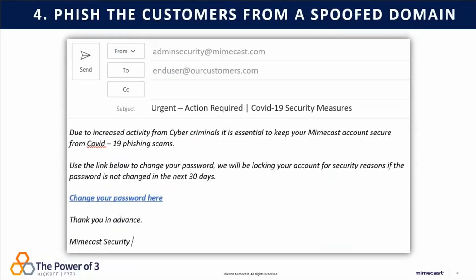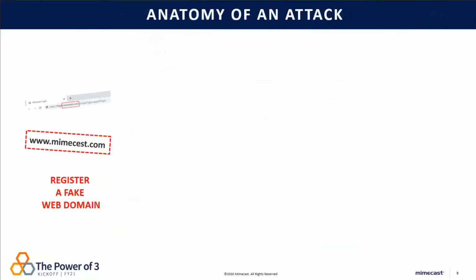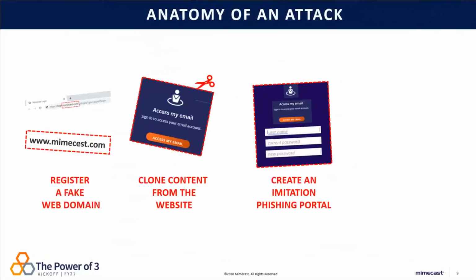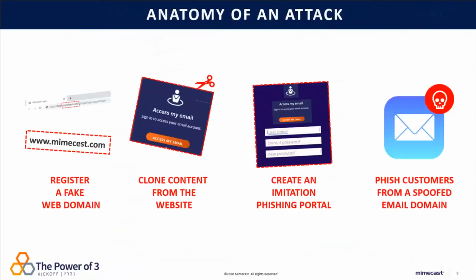Now, this is a clear scenario that happens either at your perimeter, inside your network, but also can happen beyond your perimeter. Now, the anatomy of this attack through registering a fake web domain, cloning content, creating an imitation phishing portal, and then phishing customers from an email spoof domain is something that can happen any time of the day, 24 hours of the day. The beauty for Mimecast in terms of our Brand Exploit Protect beyond the perimeter is making sure that you are protected 24 hours a day.